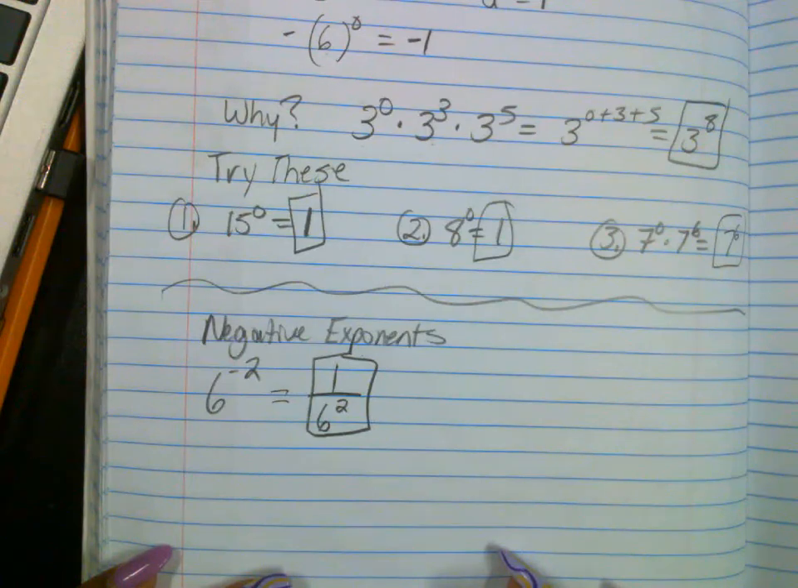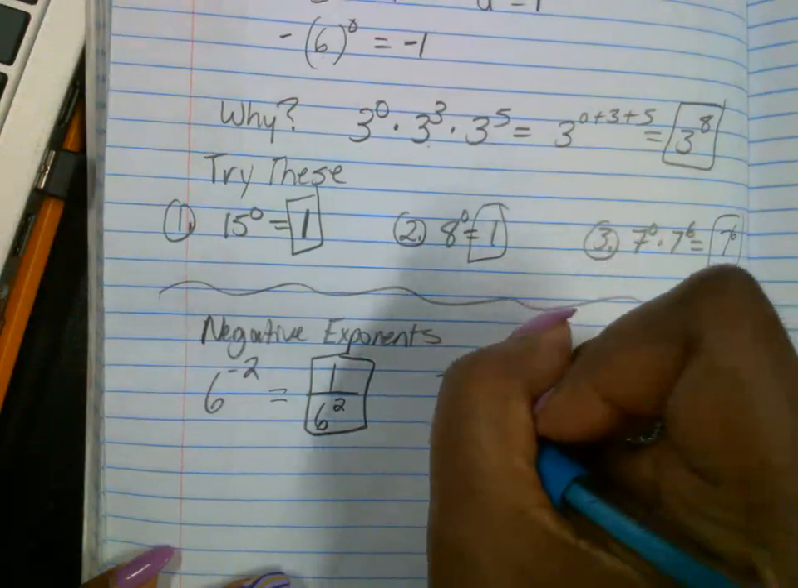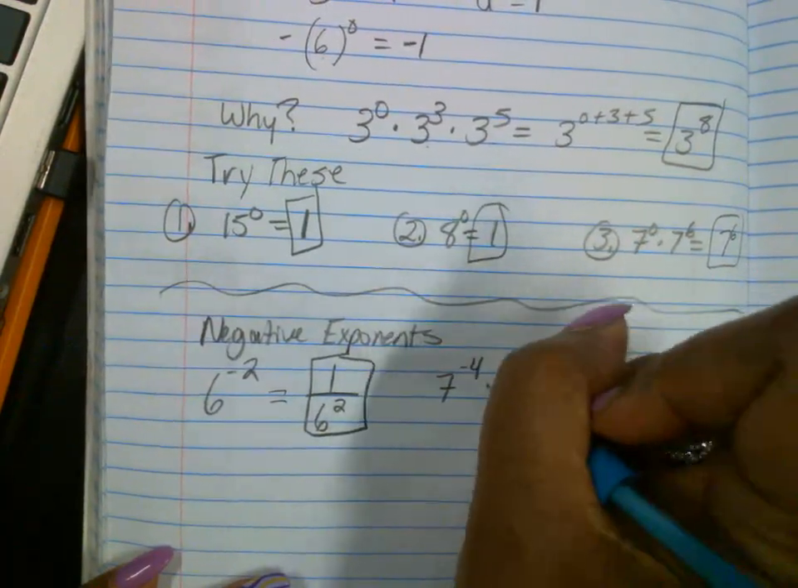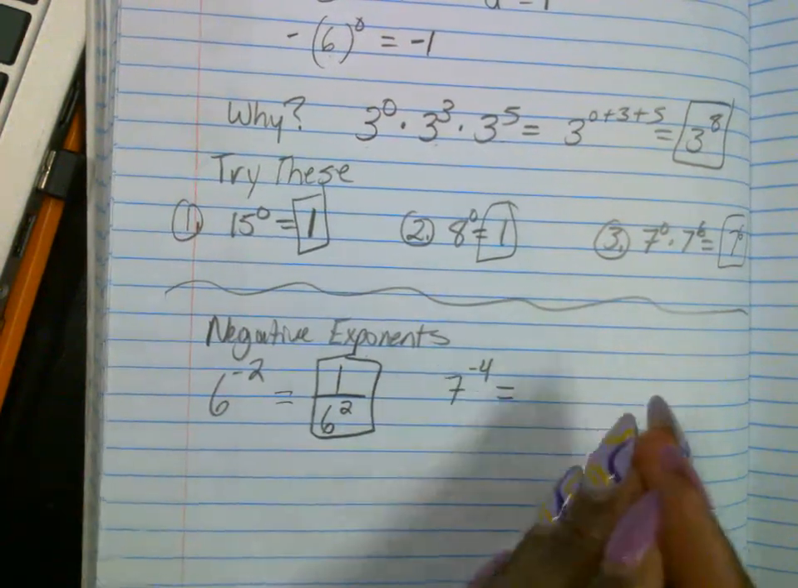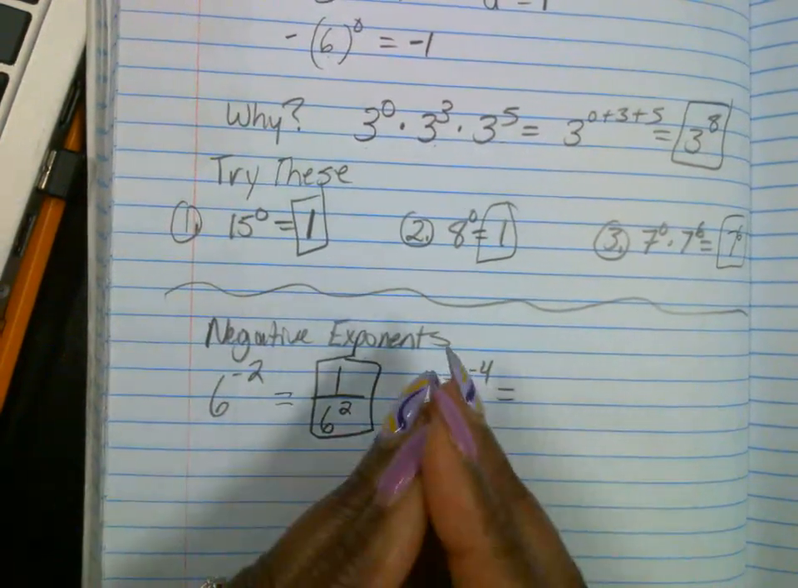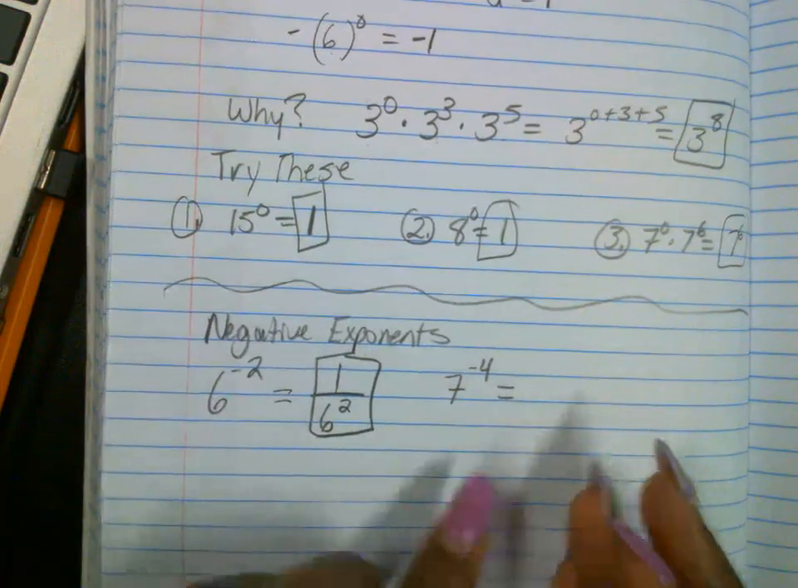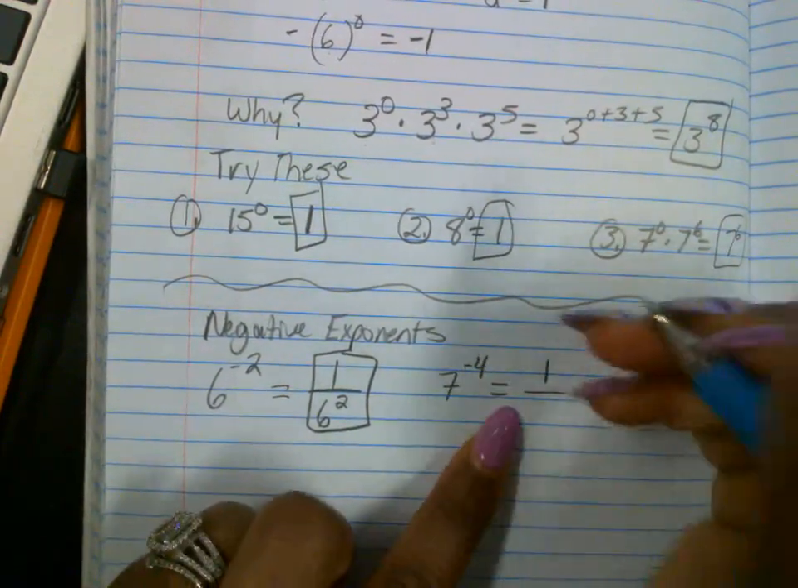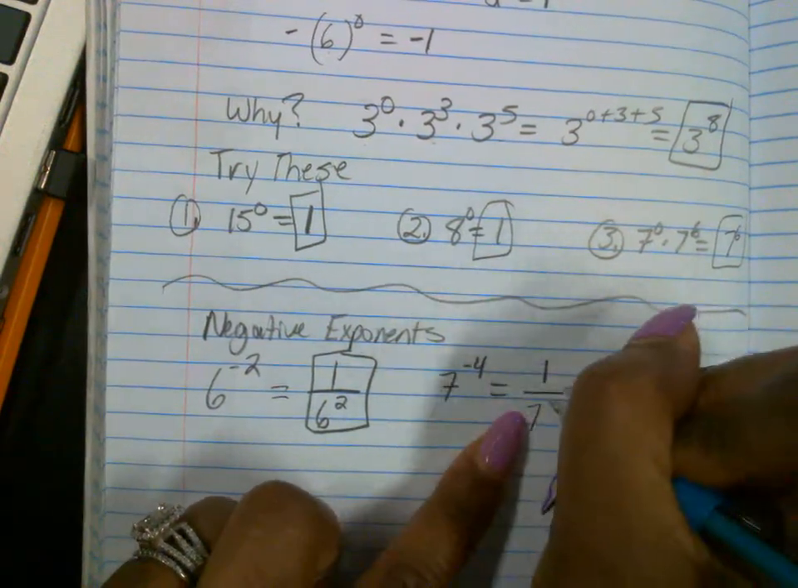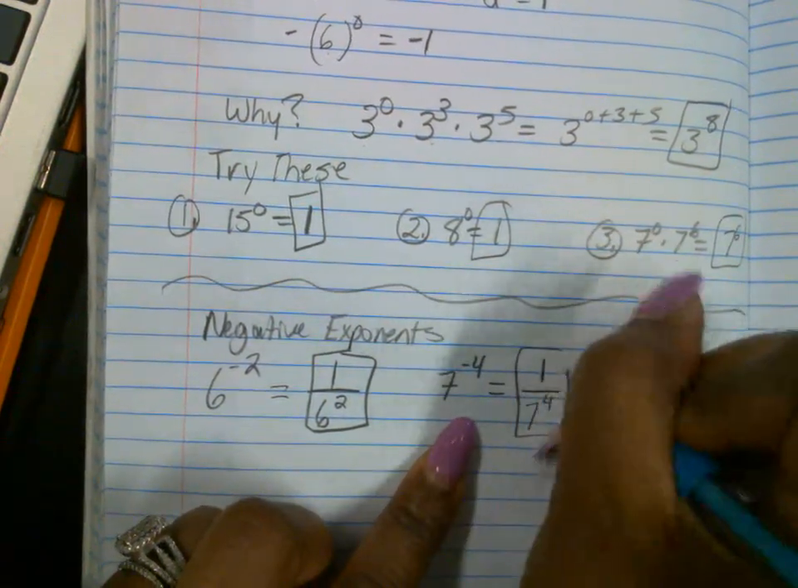Let's do it again. Good. So let's do 7 to the negative 4. So we're going to do this again. If it was a positive 4, it'd be a multiplication problem. Since it's a negative exponent, it's going to be a division problem. So I'm going to use 1 as my numerator and bring this down to the bottom and make the exponent a positive 4.